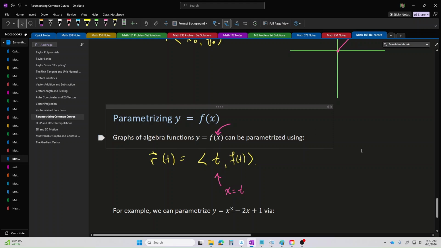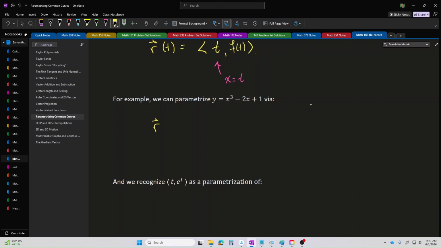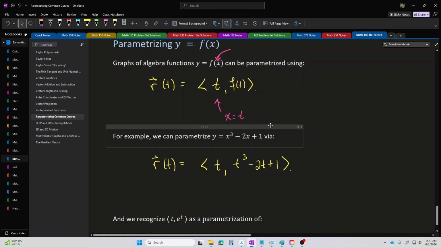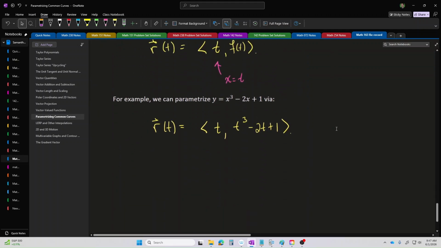So for a quick example here, returning to that cubic curve, if I want to take the cubic curve x cubed minus 2x plus 1 and express it as a vector valued function instead, all I have to do is decide up front that x and t are going to be equal, and then force the y formula to match that. So t cubed minus 2t plus 1. It is possible to make other decisions giving you other valid parameterizations of this curve.